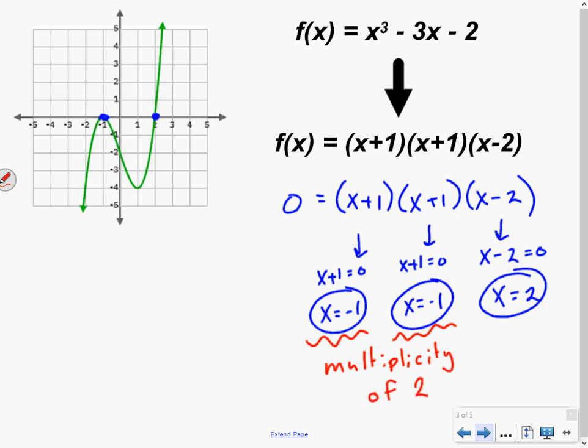X equals 2 would have a multiplicity of 1 because there is only one of those solutions. There is only one factor that corresponds to that solution. So multiplicity is really talking about duplicate factors that result in duplicate zeros, roots, solutions, x-intercepts. So let's talk about the effect that that has on the graph.